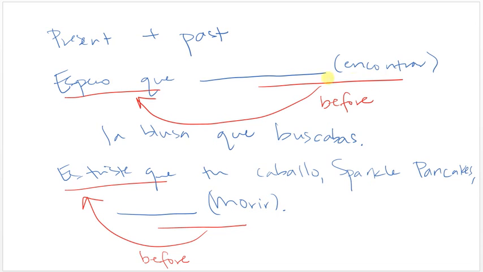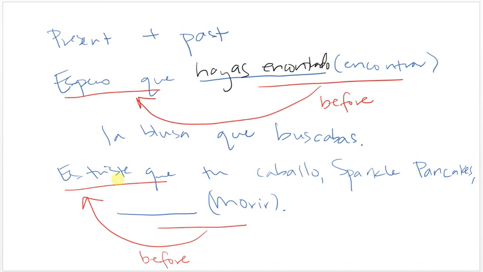You finding the blouse happened before me hoping, right? So I hope that something that already happened. I hope that you found it. So you have to use the present perfect subjunctive, which is going to be hayas, and then encontrado. Literally what you're saying is, I hope that you have found the blouse you were looking for. But in English, you can also say, I hope that you found it. But if you start your sentence in the present and you're talking about something in the past, you have to use the present perfect subjunctive.